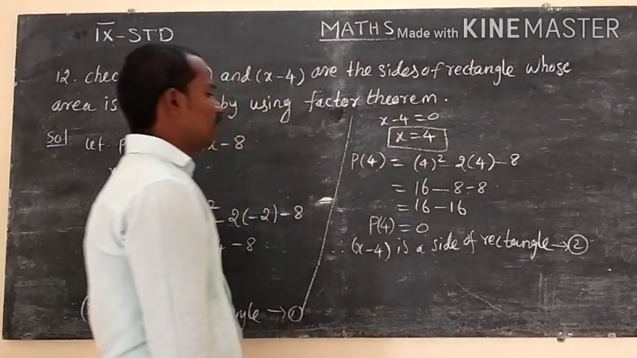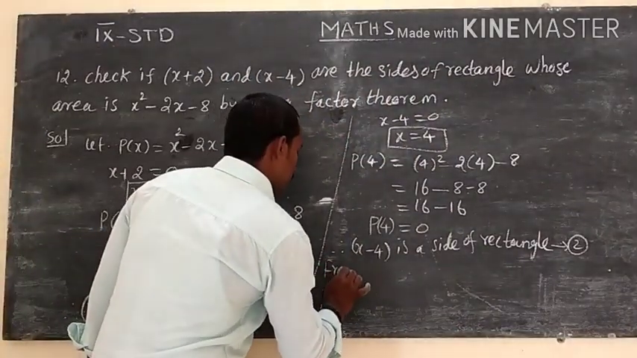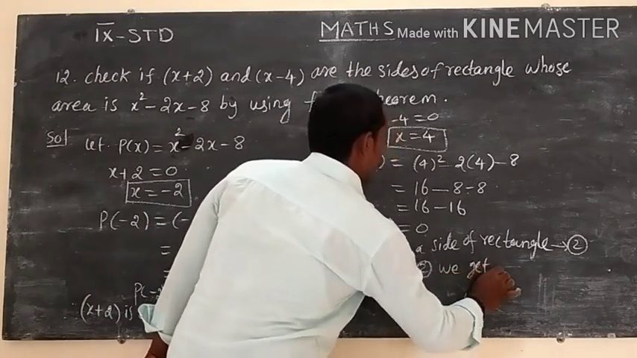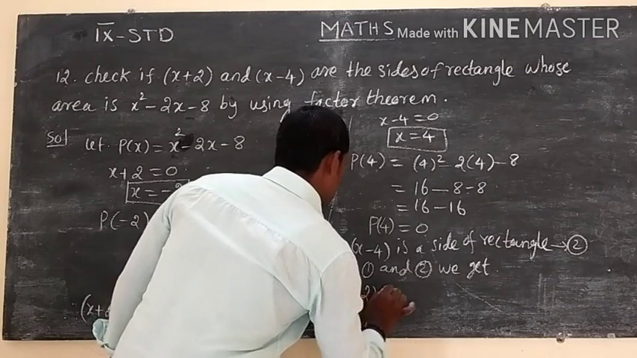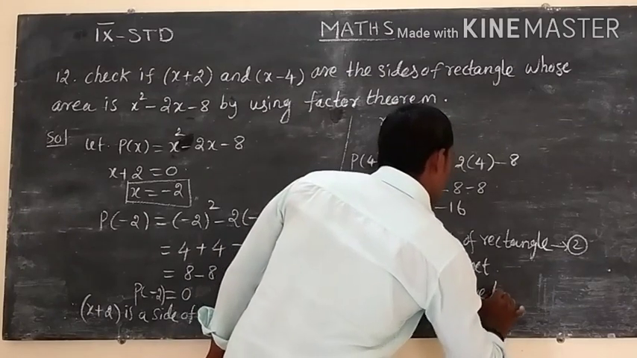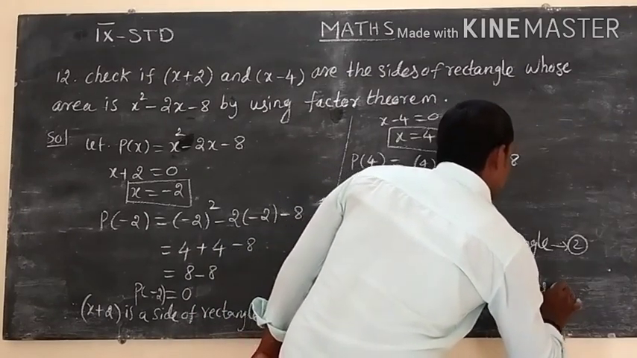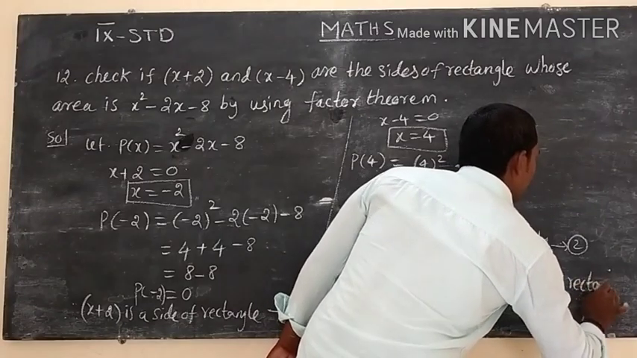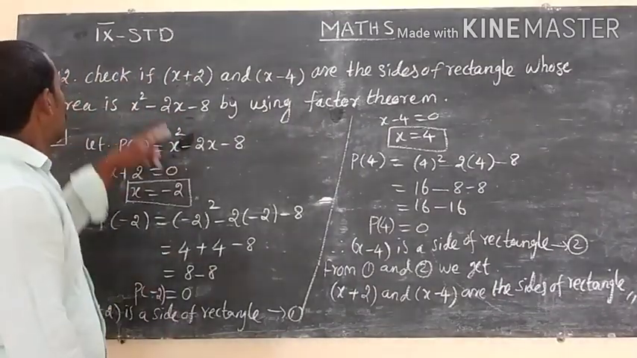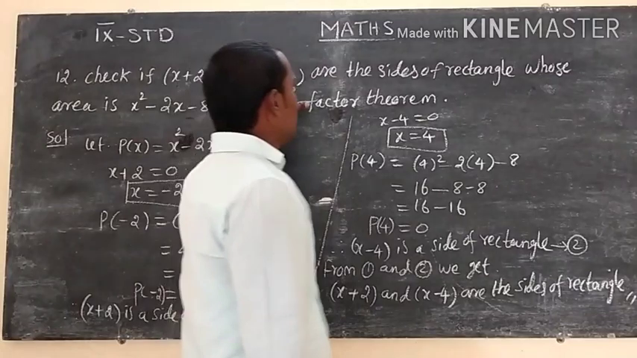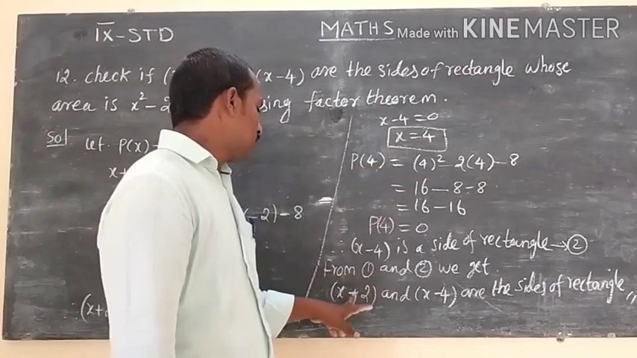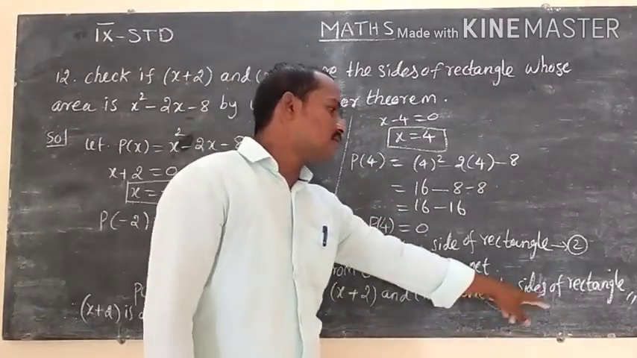From 1 and 2, we get x plus 2 and x minus 4 are the sides of the rectangle. That's the answer. To check whether the two values are the sides of the rectangle or not, they exactly divide the area. So the given two values are the sides of the rectangle.